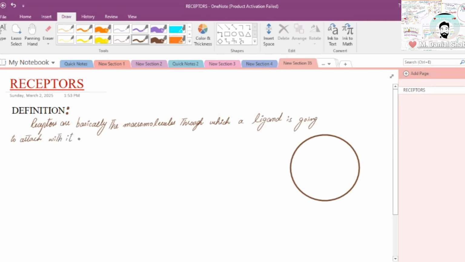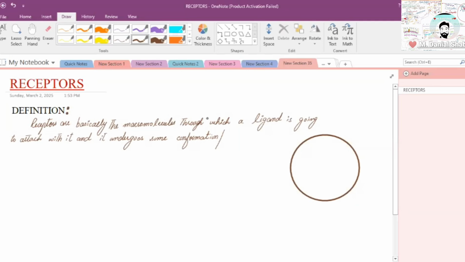And it undergoes some conformational change, or as you people have studied, stereochemical change. What does stereochemical mean? The structure of that particular thing is going to be altered.